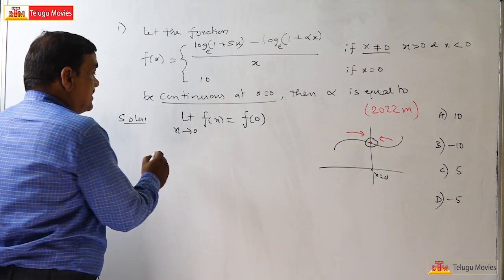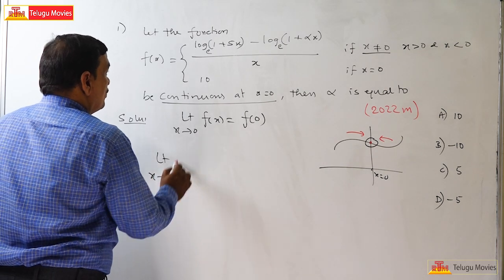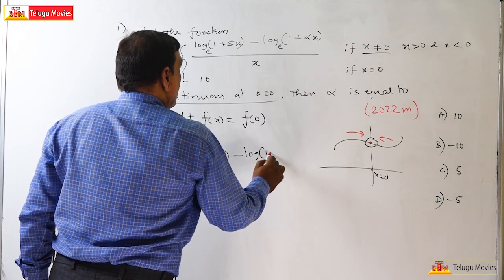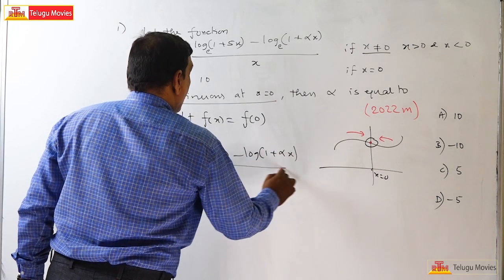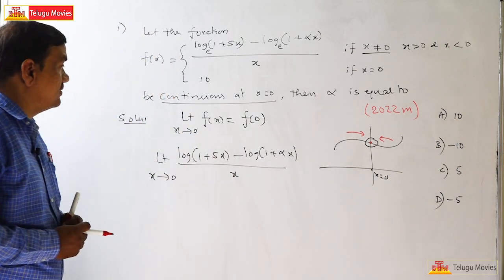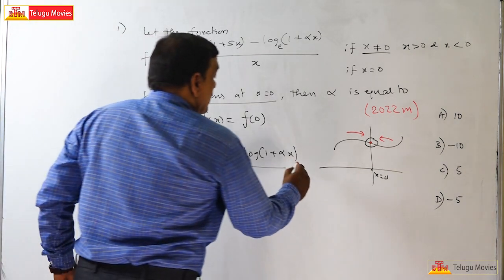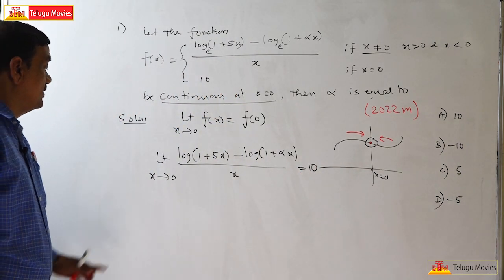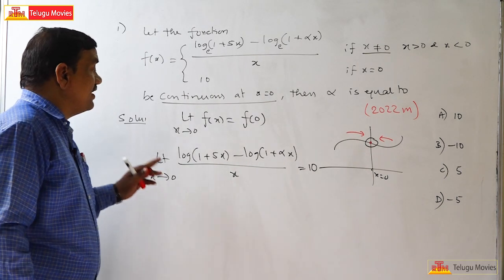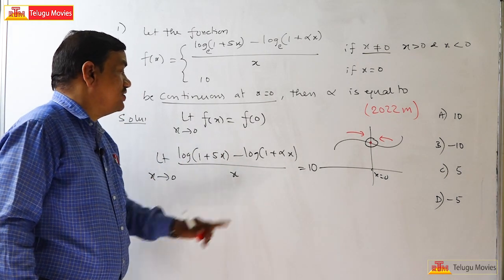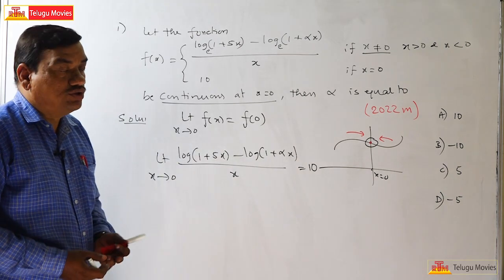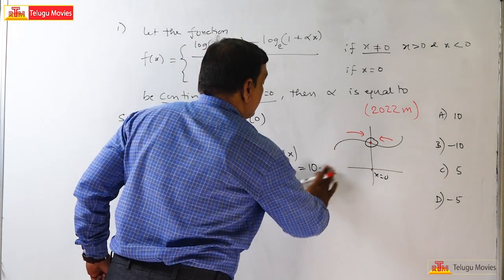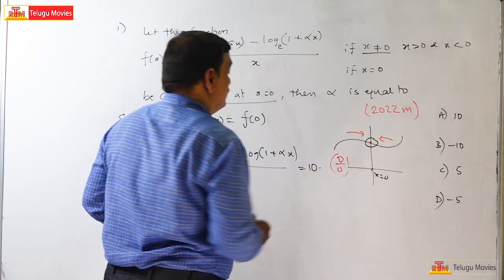Directly we can find it as limit x tends to 0 of log of (1 plus 5x) minus log of (1 plus alpha x), whole divided by x. Understand this? So this is equal to f of 0, which is how much? 10. f of 0 is equal to 10. Now as x tends to 0, substitute 0 wherever x is: log 1, and alpha into 0 is 0, this is also log 1. So we will be left with the 0 by 0 form.